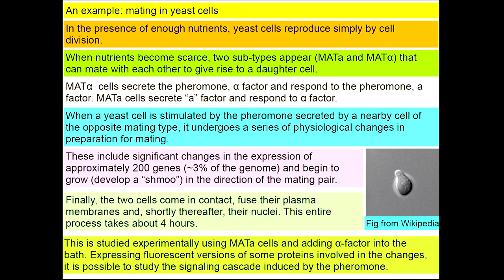And as I told you how this is studied experimentally, you can modify genetically the cells so that some of the proteins that they express are fluorescent, and you can look at them in the microscope. In that way, you see which proteins are expressed in response to the appearance of pheromone.